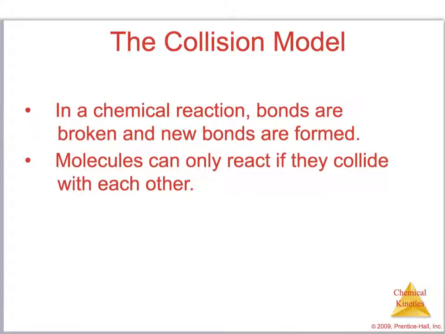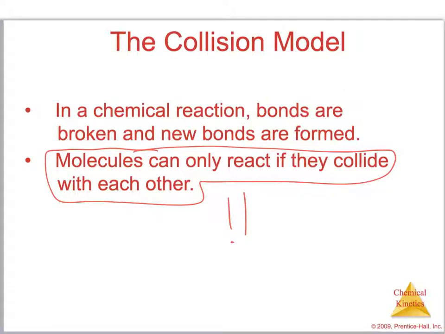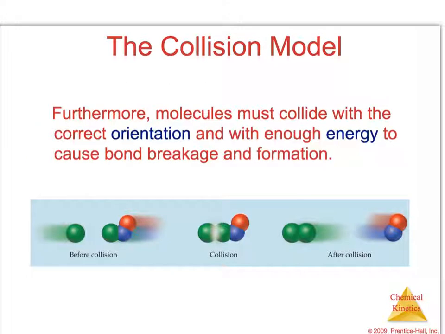As we think about kinetics and the rates of reactions, we're going to be using collision theory. And the collision theory says that in a chemical reaction, molecules can only react if they collide with one another, if they bump into each other. So that is really important. You have in your notes, it says molecules must collide in order to react. And even if they bump into each other, they're only going to react if they bump into each other in a certain way. So molecules must collide with the correct orientation and with enough energy to cause bond breakage and formation.